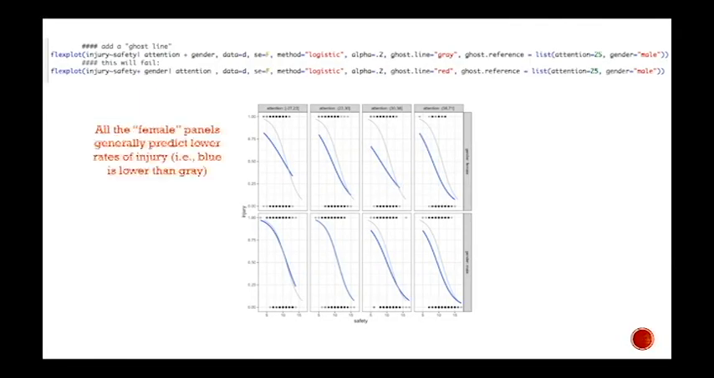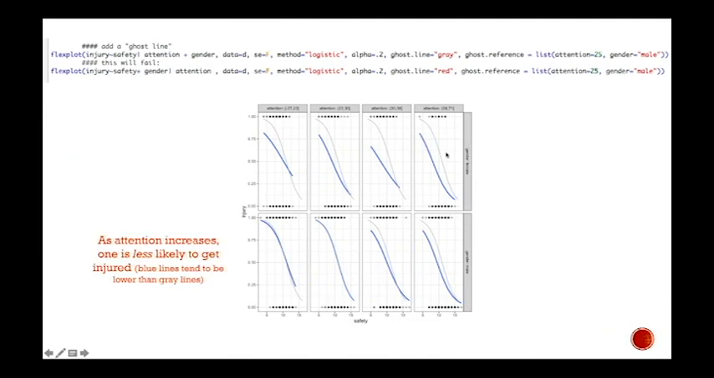All right. So what does this tell us? It tells us that all the female panels generally predict lower rates of injury. So the blue lines, which are the female lines, up above here in the top panel, in every situation, just about always across the range of safety and attention, females are scoring lower than males. Cool. Another thing we could look at is that as attention increases, one is less likely to get injured, and that makes it a lot easier to see with the ghost line now.